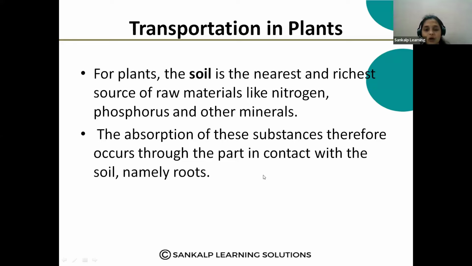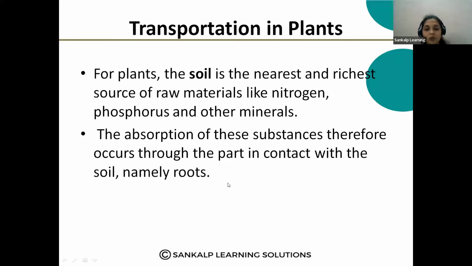All these nutrients should be transferred to the leaves, because in the leaves a process takes place that is called photosynthesis. This photosynthesis needs water, minerals and nutrients, right? So how does it take place in plants? That is what we are studying in this part.